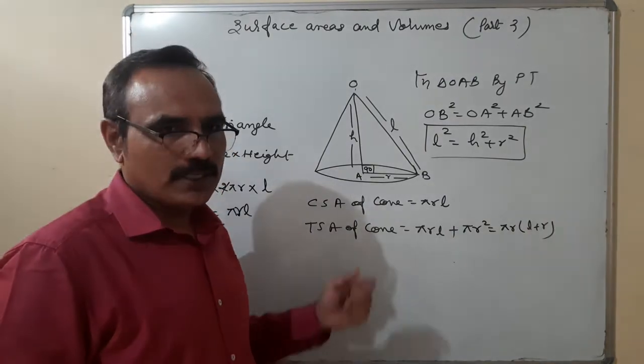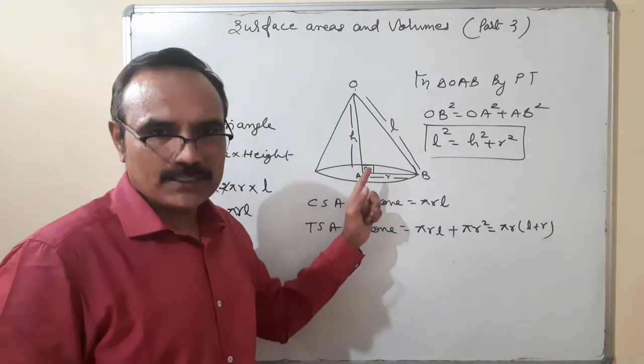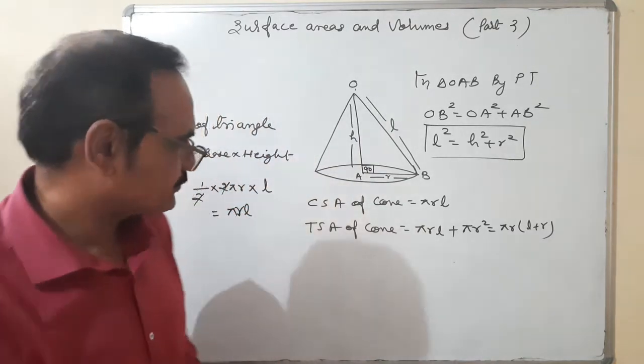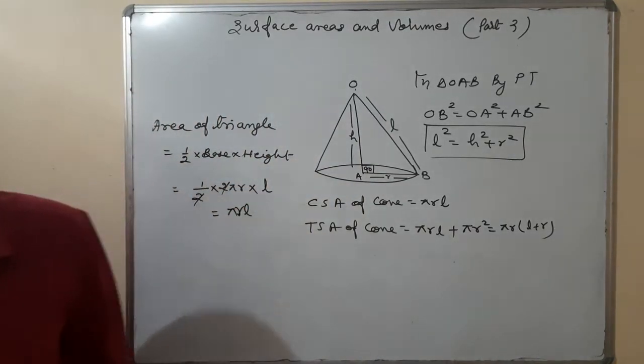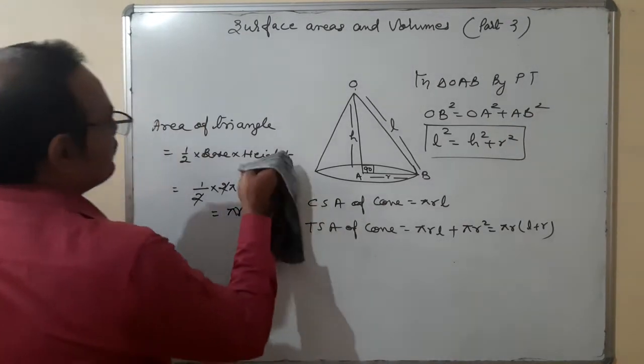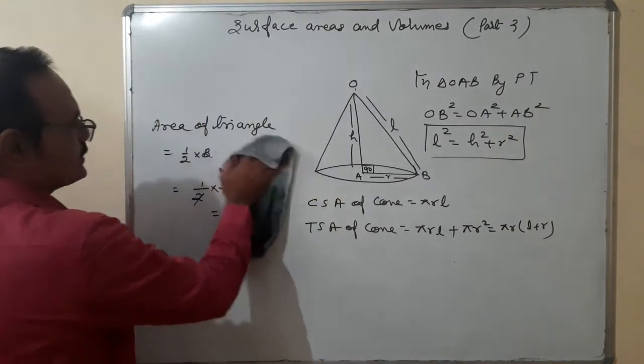And two things you know: the area of base is pi r square and the circumference of base is 2 pi r. So these are the formulae of the cone. Now using these formulae, we'll start exercise 13.3.